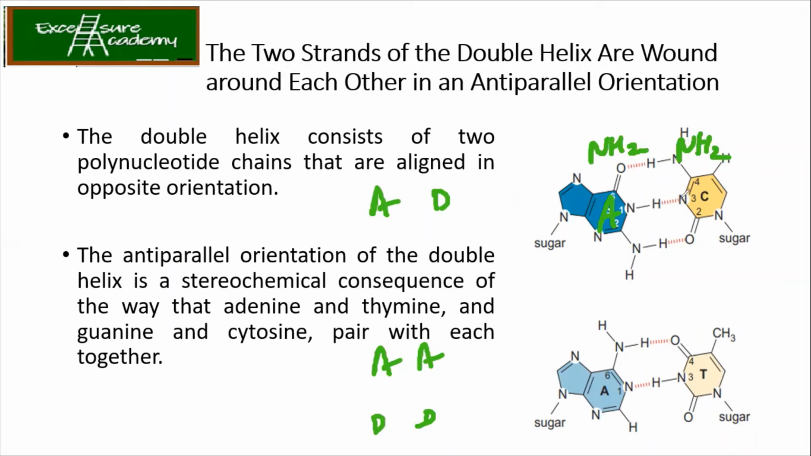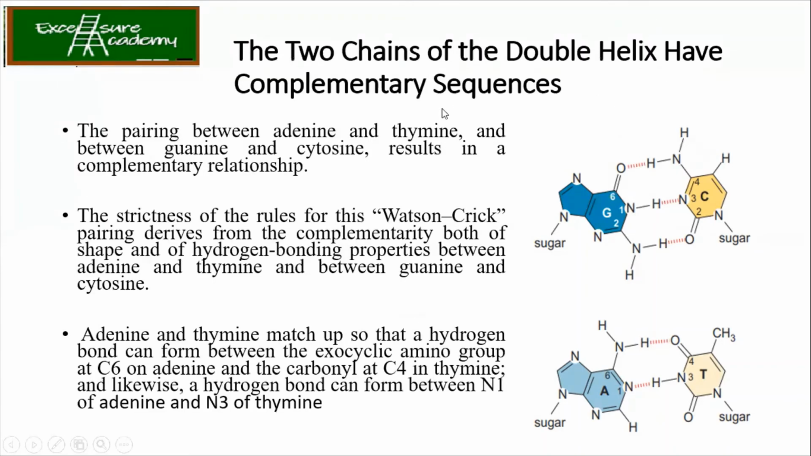Okay. So here we have got N instead of NH in the case of adenine. So what will happen? N over here, N over here, then again it is not going to form. So this is one of the reasons why we don't see A-C and G-T hydrogen bonds in nature. Now the two chains of the double helix have complementary sequences. Yes, this we know, and this is because of the Watson-Crick rules. So it derives from the complementarity of both the shape and hydrogen bonding properties. This is one of the reasons that it can form three bonds over here, and two in the case of AT.